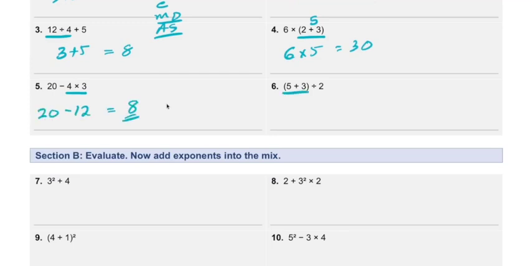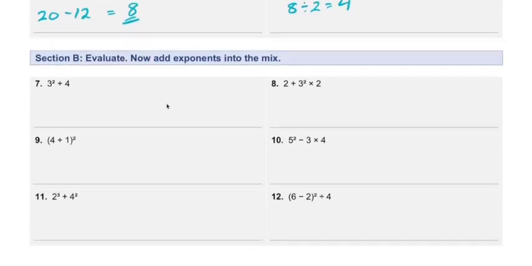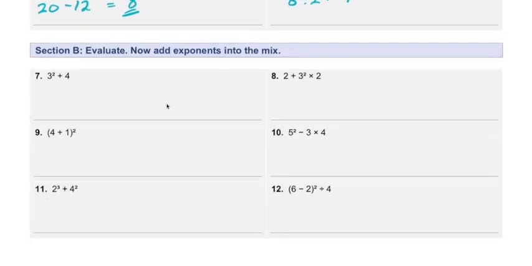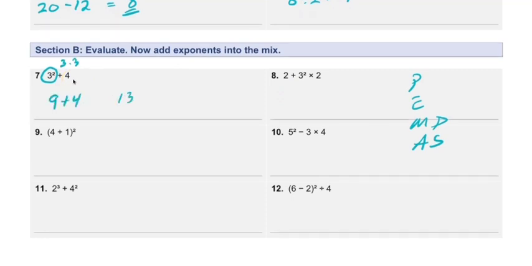Over here, again, parentheses first. So 8 divided by 2 is 4. Now we're going to add exponents into the mix. So we always want to do exponents before, well, let's write PEMDAS again so I don't forget. So in this case, we're going to do exponents first. 3 squared, that's 3 times 3, so 9. 9 plus 4 is 13.